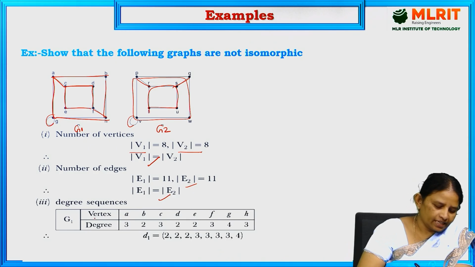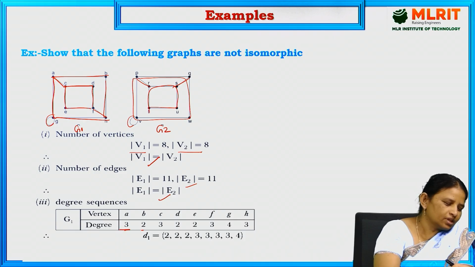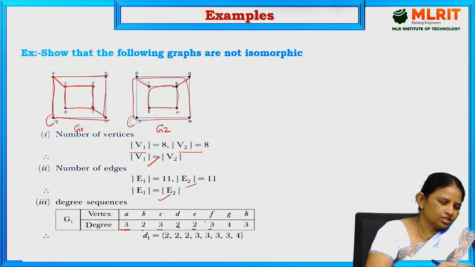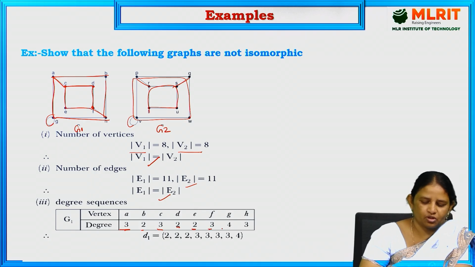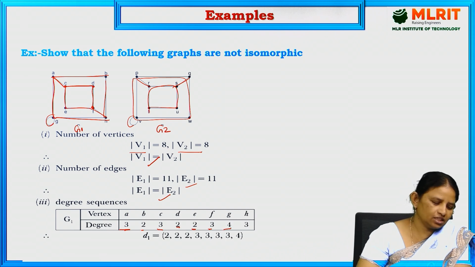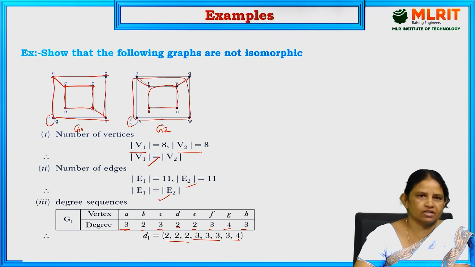Then coming to the degree sequence of the first graph. For A, how many vertices are connected? 3. For B, 2. For C, that is 1, 2, 3. D 2, E 2, F 3, G 1, 2 self loop. Self loop we count it as a 2. That's why G is 2. Then H 3. What is the degree sequence? So that is 2, all 3s. How many 2s are there? 3 2s. Again 1, 2, 3, 4 3s. And 1 4. This is the degree sequence of the first graph.